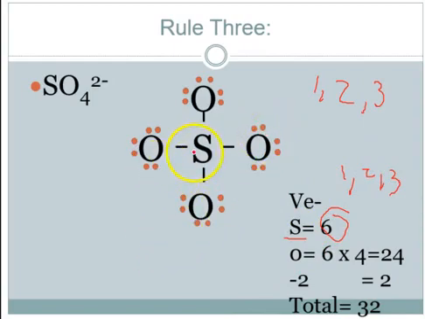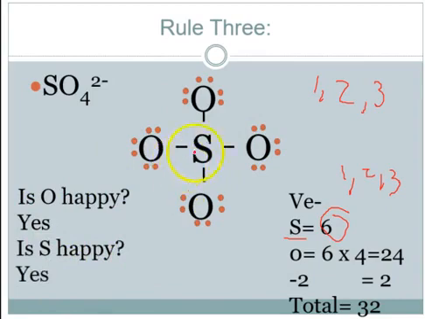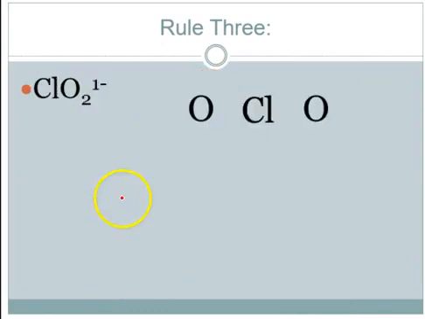So sulfur, is oxygen happy? The answer is yes. Is sulfur happy? The answer is yes. Everybody has 8 electrons here, and so everybody's happy. This is a completed diagram for this sulfate ion.